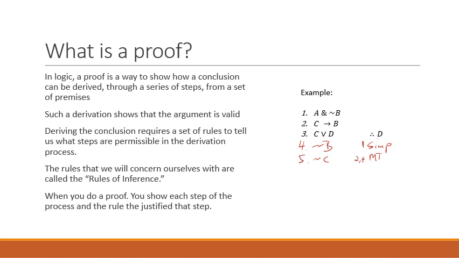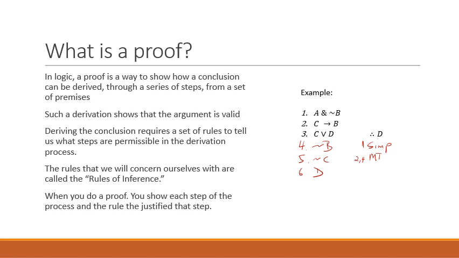Okay, so we're just about there to D. In fact, this next line is going to be D, because I can use line 5, this not C, along with line 3 in a different rule. The different rule is disjunctive syllogism. Again, that is a pattern that we have discussed in chapter 3. It is a valid pattern. This is argument by elimination.